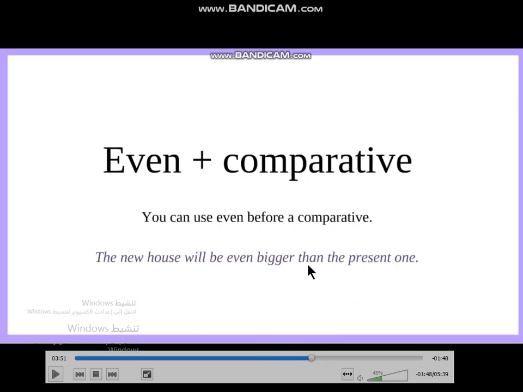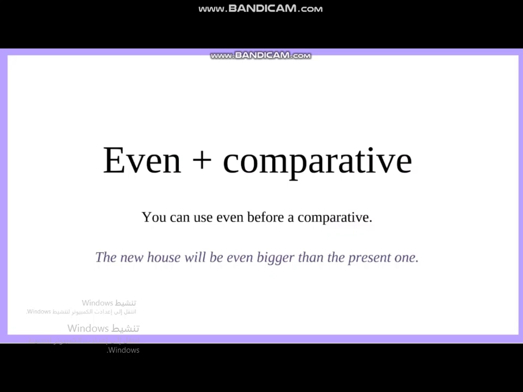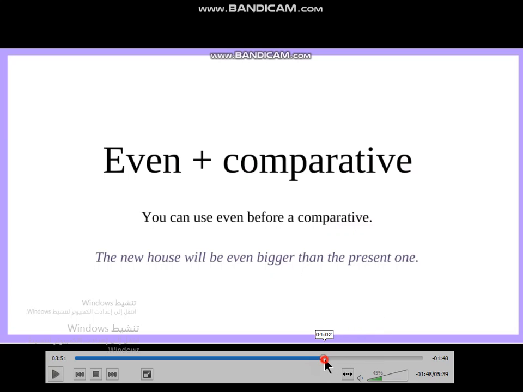Okay, so the second one, even plus comparative. We can use even before a comparative. The new house will be even bigger than the present one, but that's not changing the meaning of the phrase. The same, you can use even before a comparative. He is even taller than me. She's even shorter than her girlfriend, or her friend, whatever. So the same meaning.